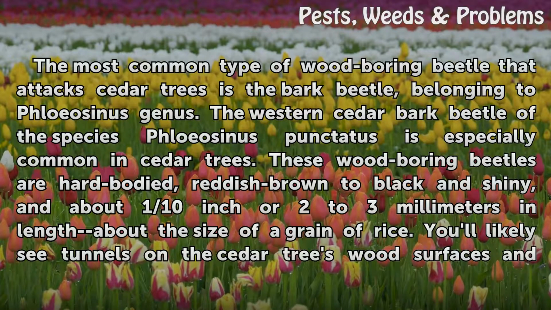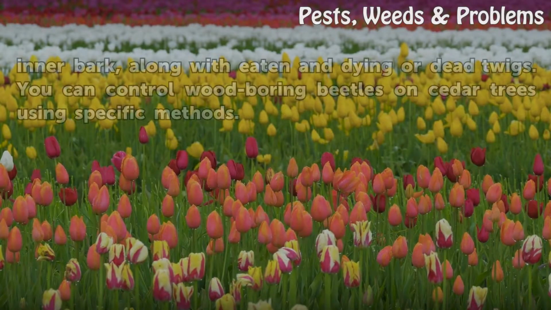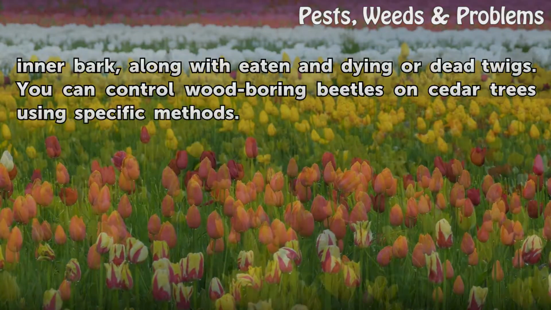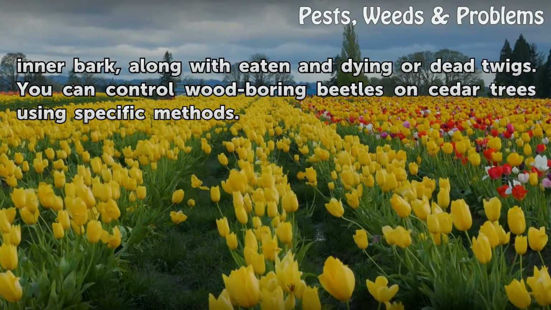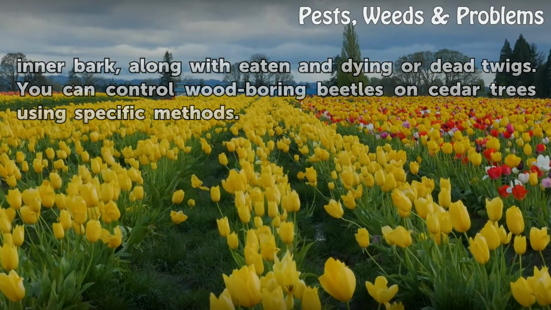The western cedar bark beetle of the species Phloeosinus punctatus is especially common in cedar trees. These wood-boring beetles are hard-bodied, reddish-brown to black and shiny, and about 1/10 inch or 2 to 3 millimeters in length, about the size of a grain of rice. You'll likely see tunnels on the cedar tree's wood surfaces and inner bark, along with eaten and dying or dead twigs. You can control wood-boring beetles on cedar trees using specific methods.